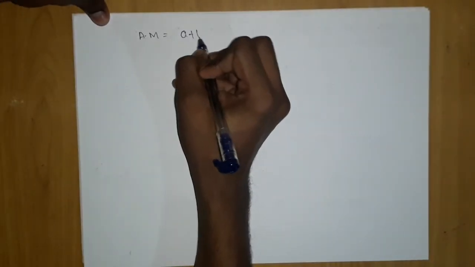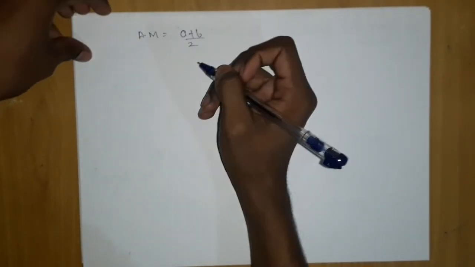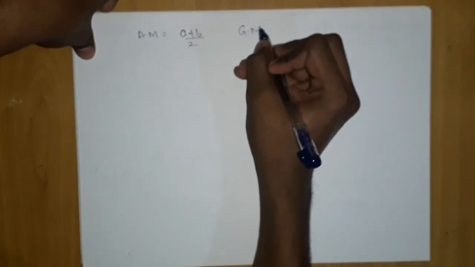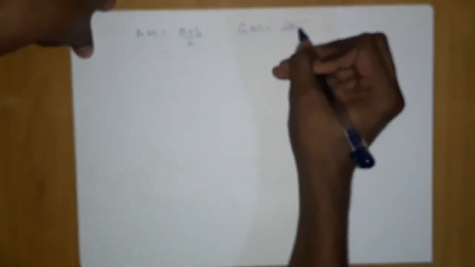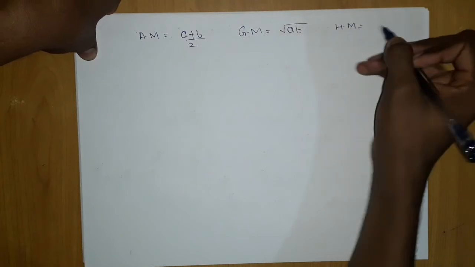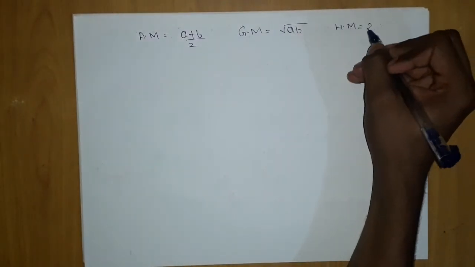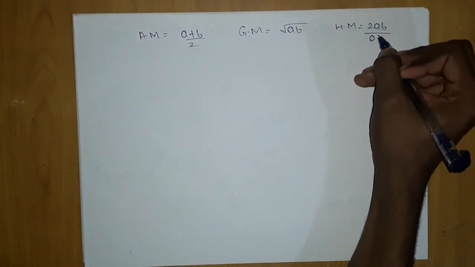One thing, some properties. AM is what? A plus B by 2. GM is what? Under root AB. HM is what, if you remember properly? 2AB upon A plus B.